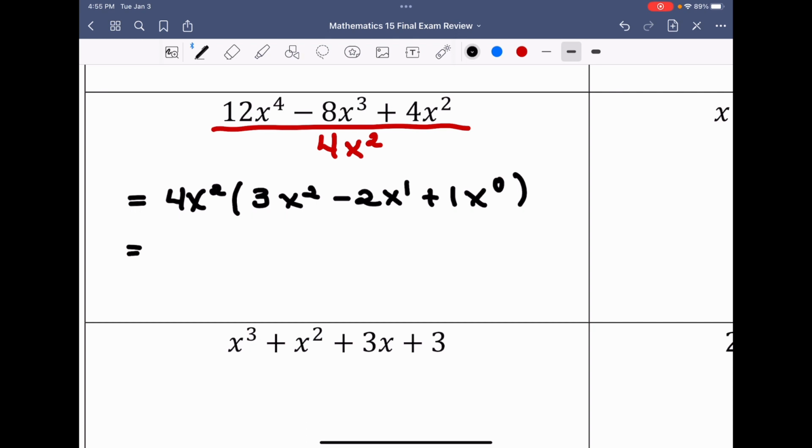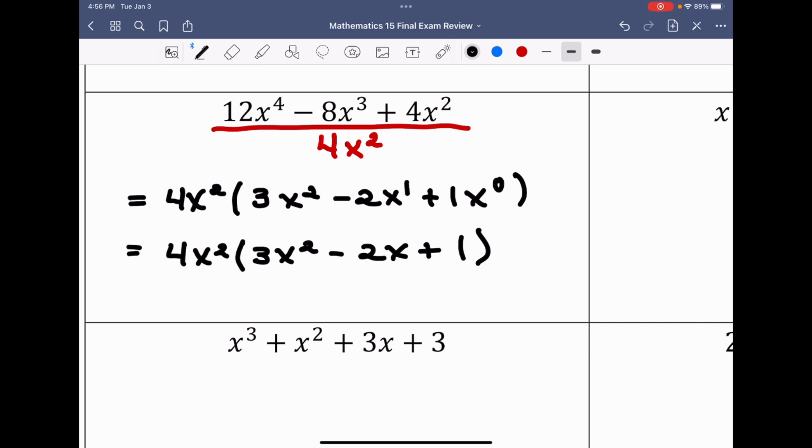And now, to really simplify this, we have 4x squared on the outside, and on the inside we have 3x squared minus 2x plus 1. There we go. So we've removed out a GCF. That's all we can do. We can't progress with this anymore.